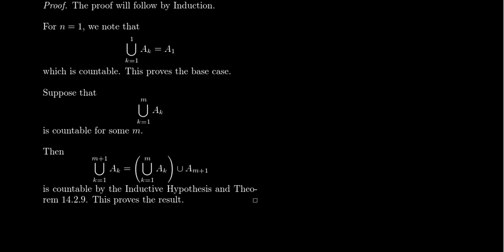Same thing with intersections, but that argument's much easier. If you take the intersection of A sub k, where k ranges from 1 to n, I don't need induction there because this is a subset of A sub k. We'll just say it's a subset of A1, which is countable. So this intersection is countable as well. All right. No big deal. Intersections are much easier because subsets of countable sets are themselves countable.